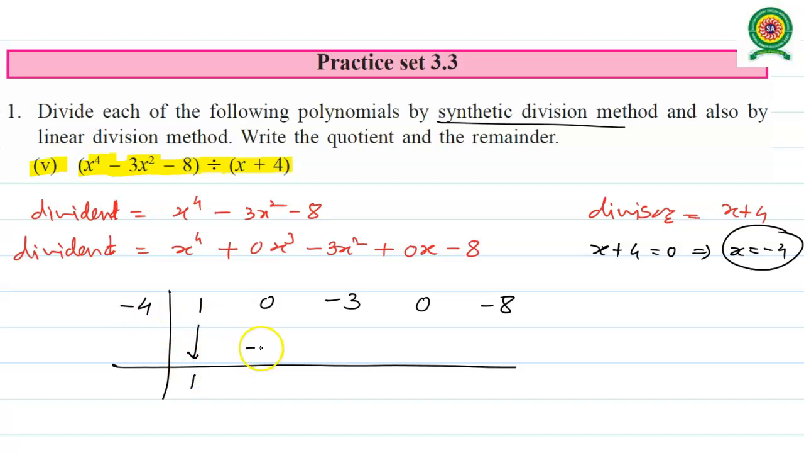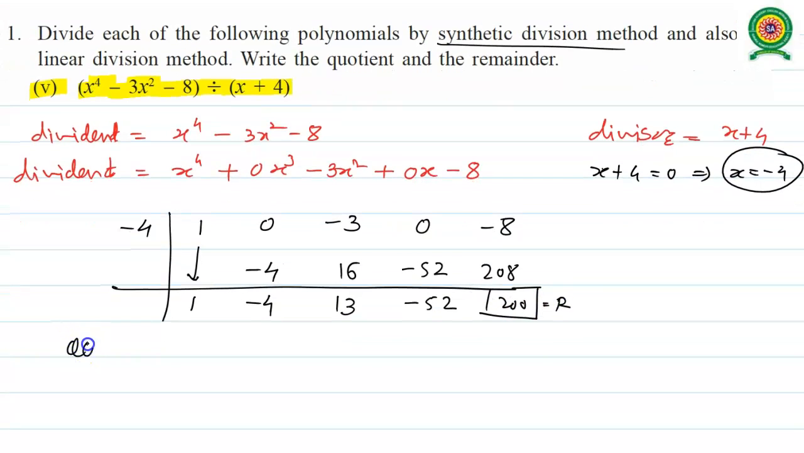1 comes down, 4 ones are 4, 0 plus minus 4 we have minus 4, minus 4 into minus 4 we have positive 16, 16 minus 3 we have 13, 13 4s are 52, plus minus becomes minus of 52, 0 minus 52 we have minus of 52. Now minus 52 into minus 4 we have 208, 208 minus of 8 we are getting 200 as our remainder.